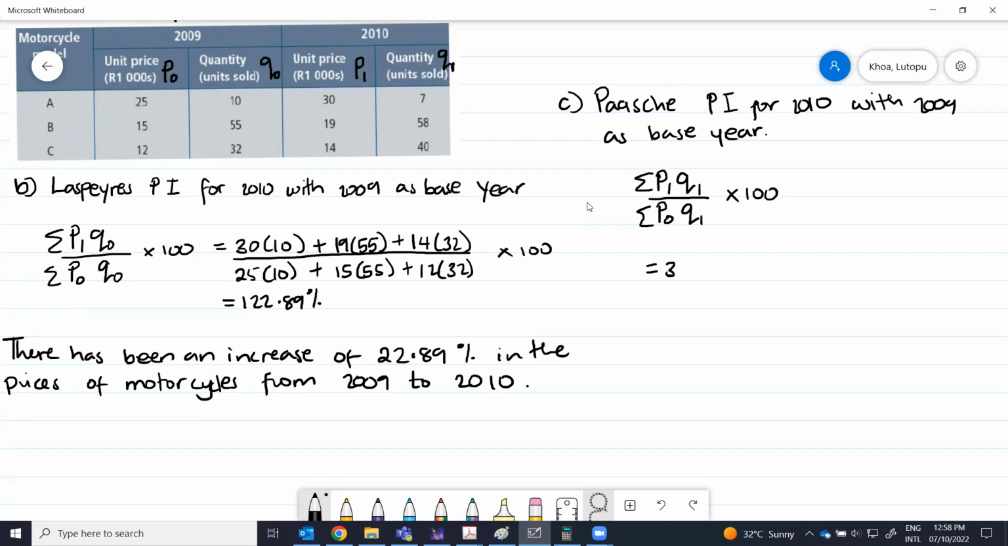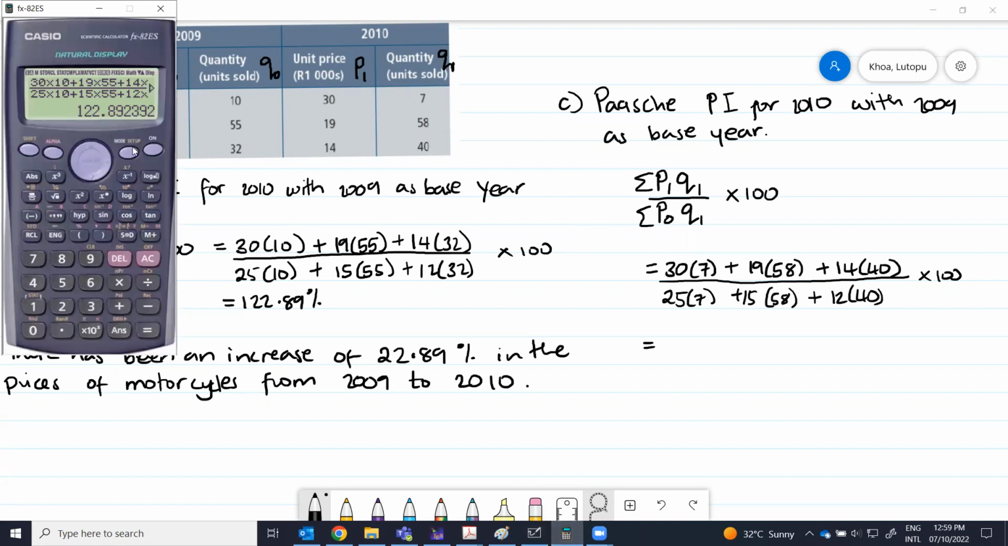So substitute your values. We have P1 and Q1. So it's 30 times 7, 19 times 58, 14 times 40. This is divided by the base year prices. So it's 25 times 7, 15 times 58, then 12 times 40. So this you will multiply by 100. So do this on your calculator.